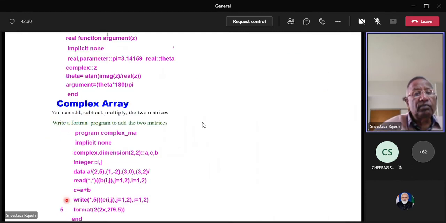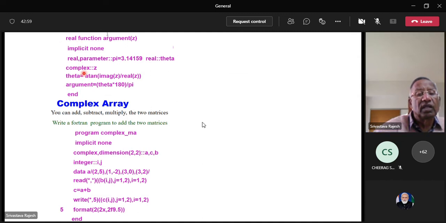Similarly, if you want the argument, which is real, the real parameter you can give as pi, and theta is also real. Complex is z. Theta can be calculated as atan of the imaginary part divided by the real part of the z value. And if you want it in degrees, you can multiply this by 180 over pi. Pi is already defined.